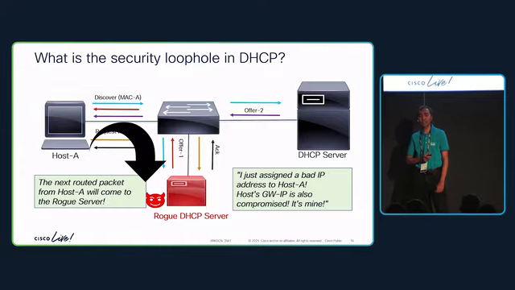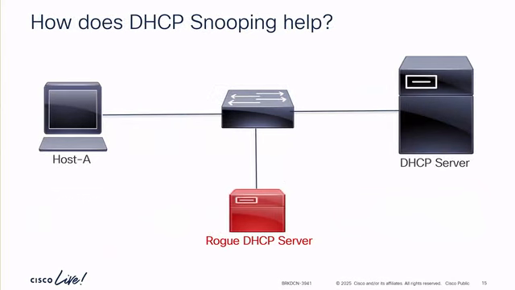And what is the end result of this whole thing? The next routed packet from the host, right? Instead of going to the network, it goes to the rogue DHCP server because the gateway IP is his. So that is a compromise that happens. So how does DHCP snooping help? Again, we just go through the primer, and then we dive into VXLAN. Don't worry, I'll get there.